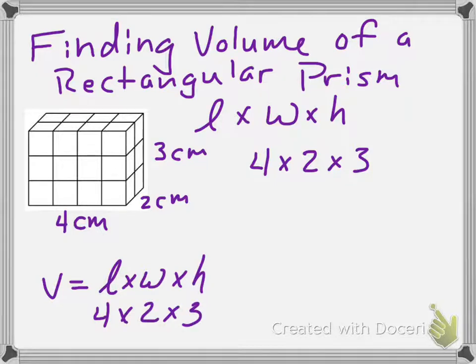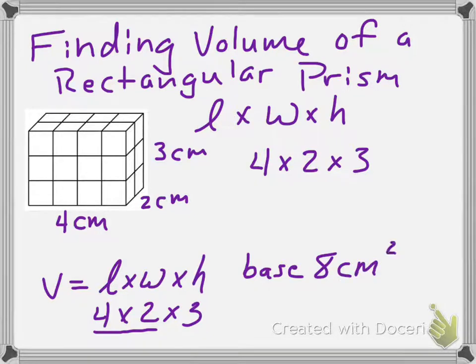Now, when I look over here at the first two, the length by the width, that 4 times 2 is actually going to give me the area of the base of this rectangular prism. So that's the rectangle that's sitting on, let's say, the table or the floor. And that's going to give me a base of 8 square centimeters.